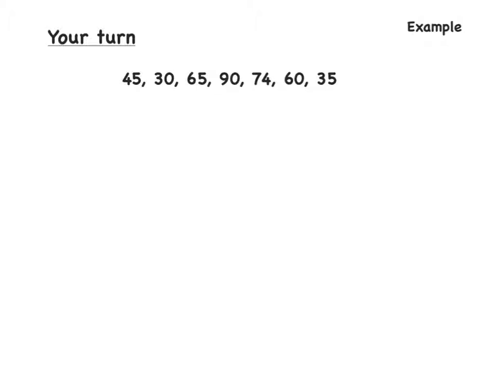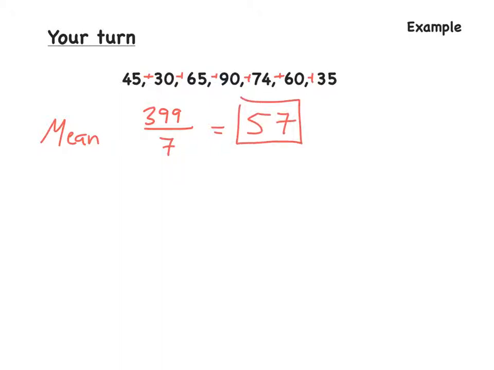Okay, the very first thing, I am going to find the mean. To do that, you have to add every single one of these together. When you add them together, you get 399. And we are going to divide that by 1, 2, 3, 4, 5, 6, 7. Divide it by 7. The mean, 399 divided by 7, is equal to 57. So the measure of central tendency for the mean is 57.